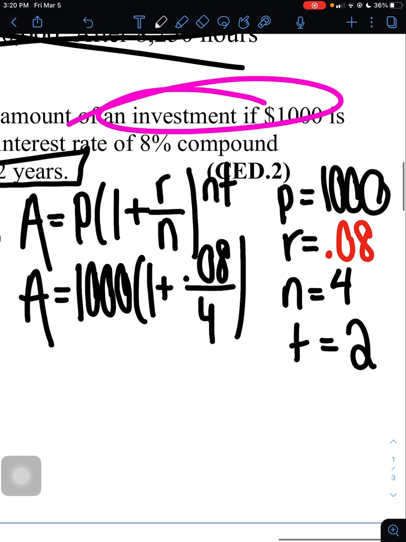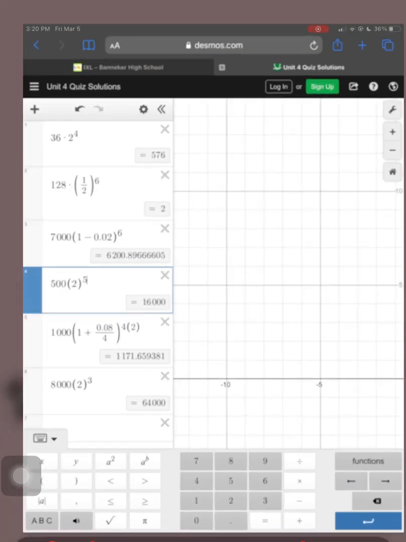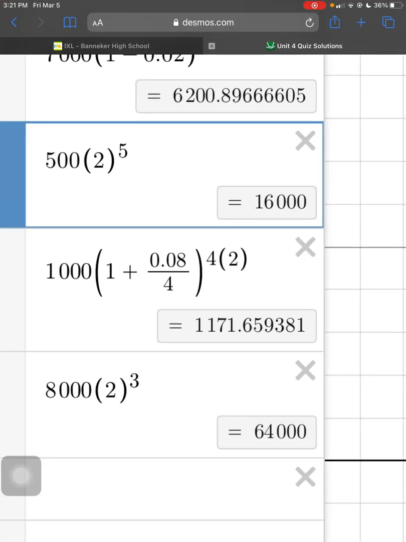And then 1 plus 0.08 over 4. And then our exponent, you guys. Let me make sure I'm putting emphasis on this part. So my exponent is going to be 4 times 2. Both of those numbers need to go in the air. When I put this in the decimals, which is what you guys see on line 5, I see there'll be $1,171.65.